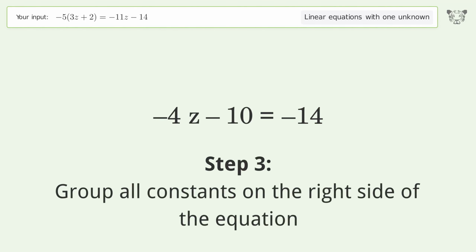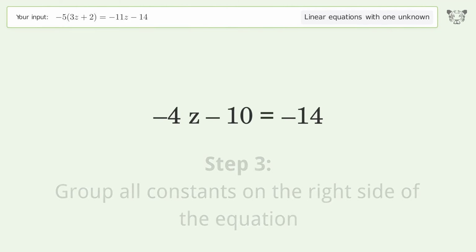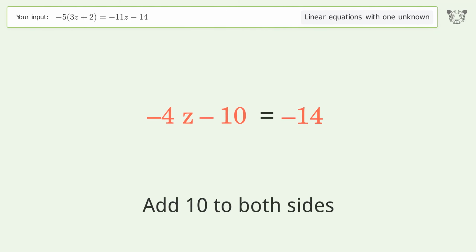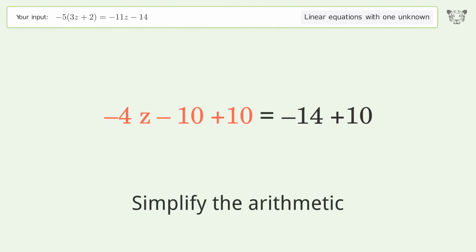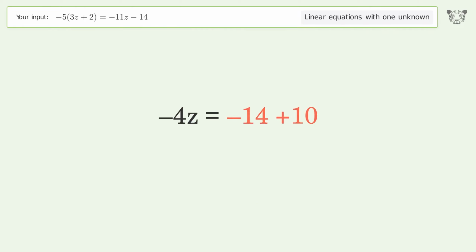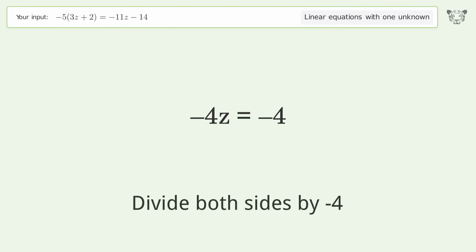Group all constants on the right side of the equation. Add 10 to both sides. Simplify the arithmetic. Isolate the z. Divide both sides by -4.